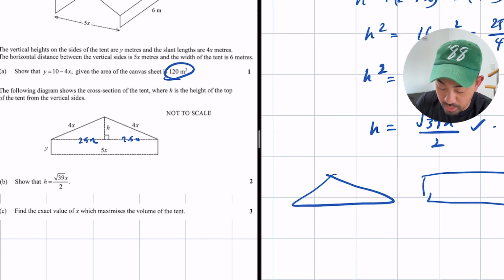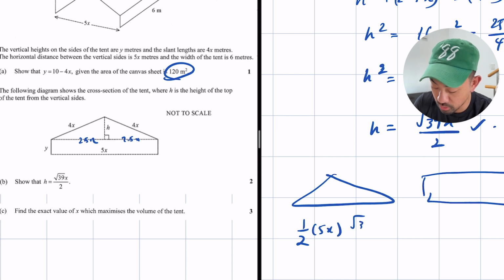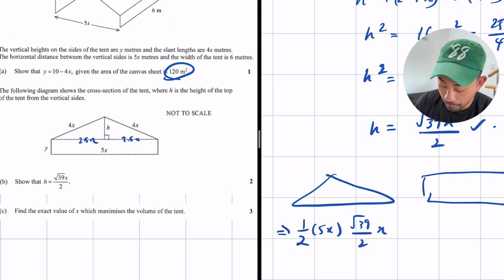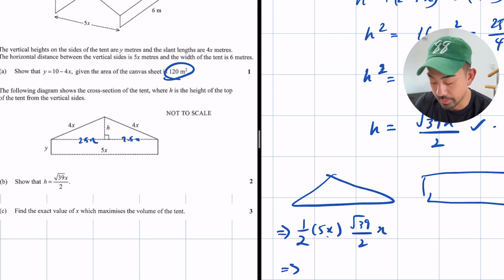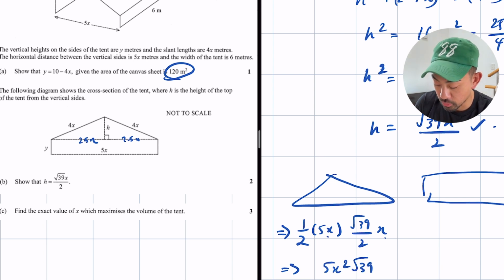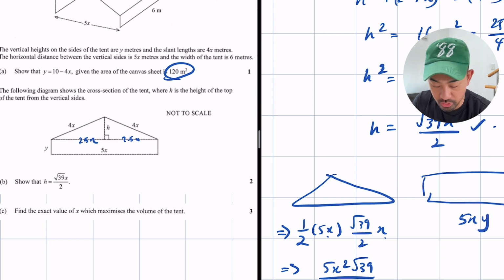So the triangle is going to be half base height. So half times 5x times the height we just found, which is root 39 on 2 x. So that's the area of this triangle. Let's simplify that. We've got x and x here, that's x squared. So 5x squared root 39 over 2 times 2, which is 4. That's the triangle. And then the rectangle is going to be 5xy. It's pretty straightforward.